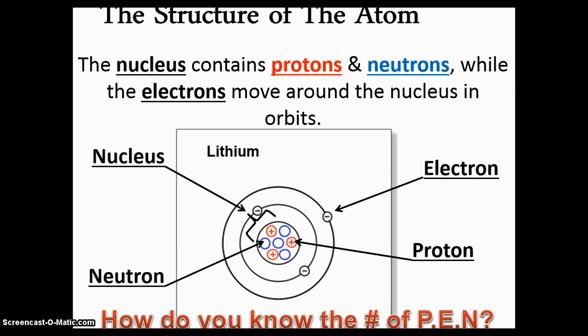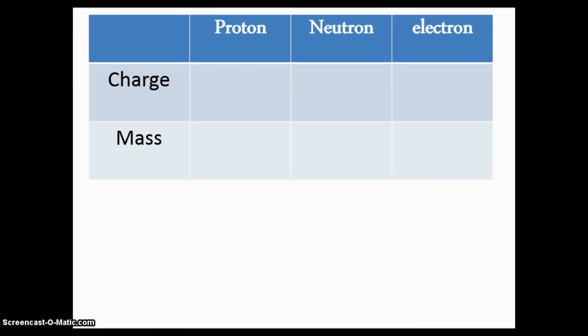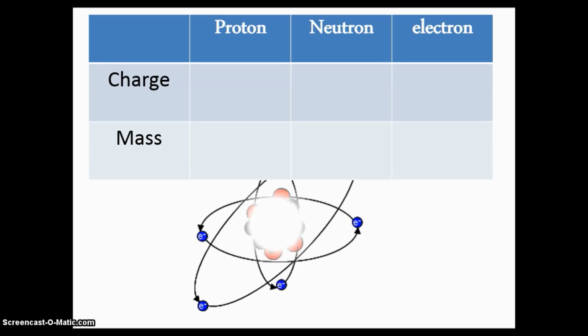So, how do we know the number of protons, electrons, and neutrons? Well, let's take a look at the following slide. Again, the charges are all found either in the nucleus or outside of the nucleus on the electron cloud. That is, the protons with their positive charge, the neutrons with no charge, and the electrons with their negative charge are located either in the nucleus or on the electron cloud on the outer ring.